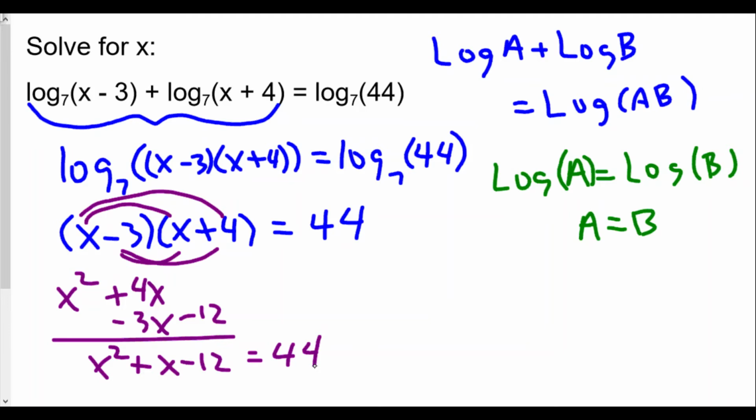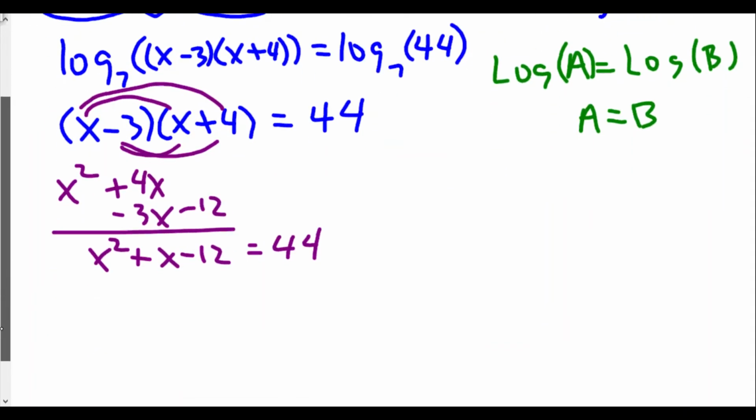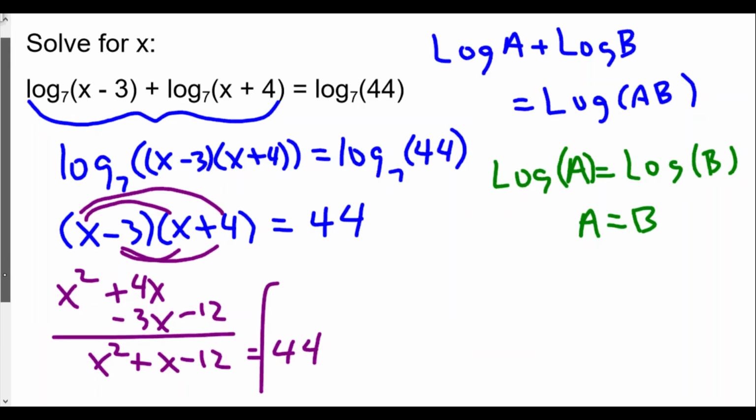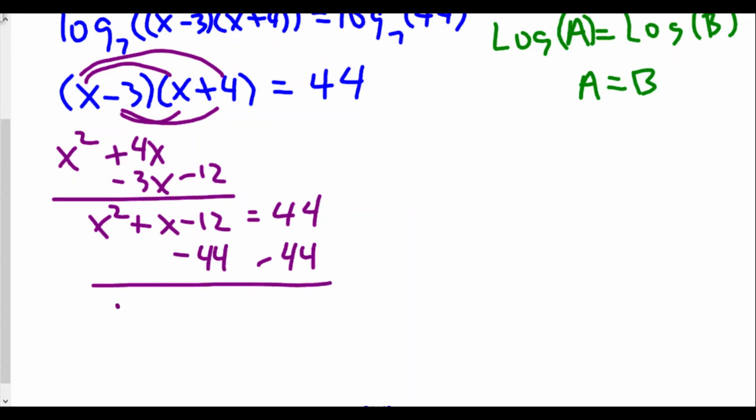In any quadratic equation, we want to set the equation equal to 0. And so we're going to subtract 44 on both sides. Let's see if I can get rid of this little glitch here. There you go. We subtract 44 on both sides, so we are getting x squared plus x, negative 12 minus 44 is negative 56, and that's equal to 0.